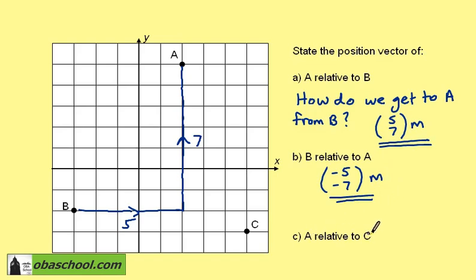For A relative to C, this means that we're at C and we want to state how we would get to A. So consider that we're standing at C. To get to A, we would need to go to the left by 3 units and then upwards by 8 units.